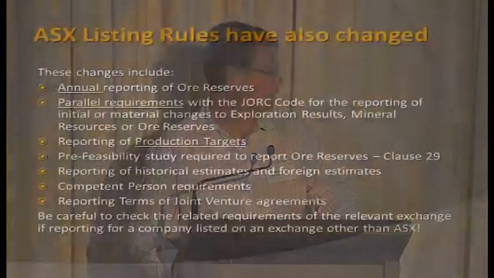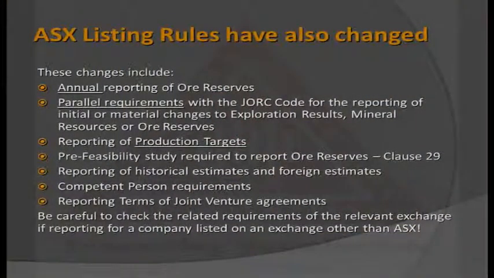Very importantly for practitioners, the listing rules have also changed. They incorporate much of the same information, but there are parallel requirements, and in some cases they're not different, but they are supplementary to the code. So the really important thing is that you make sure that you do comply with both. There are parallel requirements.